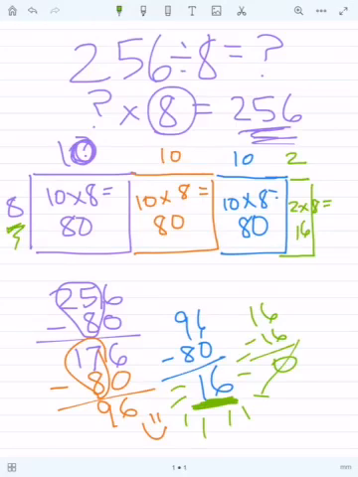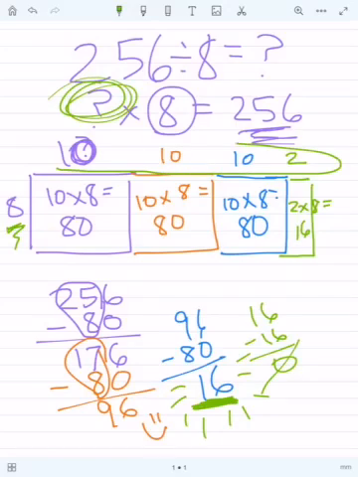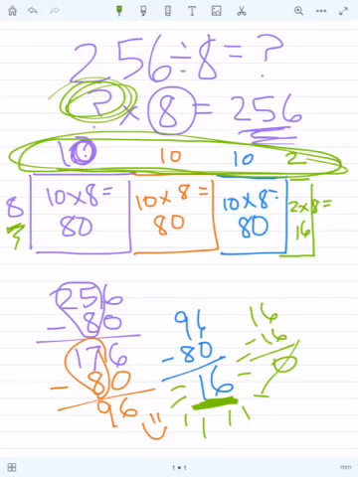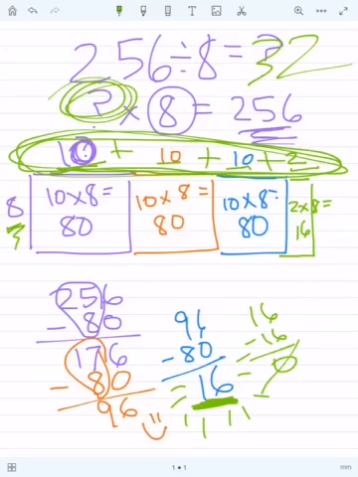Now I know that 256 divided by 8 will give me what? So I have to look. Remember, we were trying to find that other dimension, right? So I'm going to look up here and say, there she is. What do we have to do with those numbers? Add them together. And our other dimension is 10, 20, 32. There we go. 32. So 256 divided by 8 will give me 32.